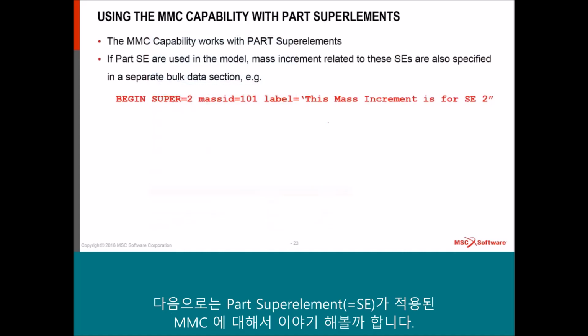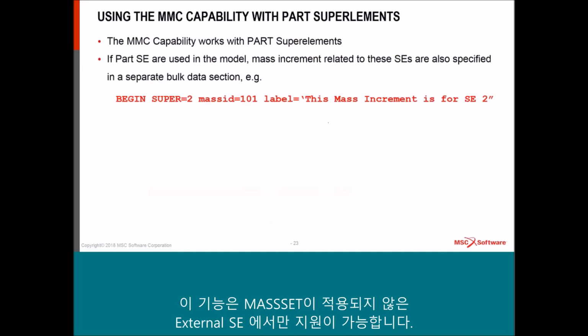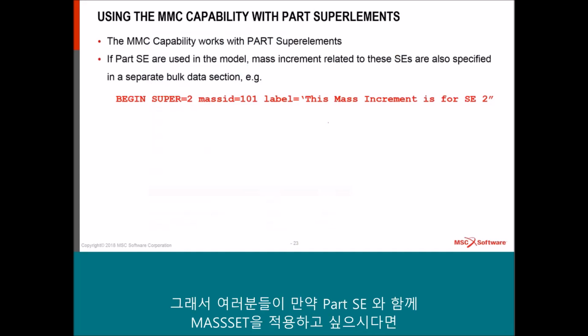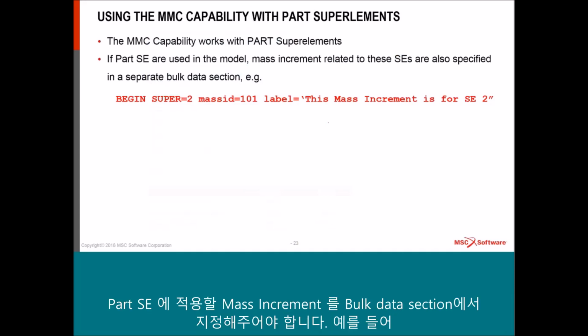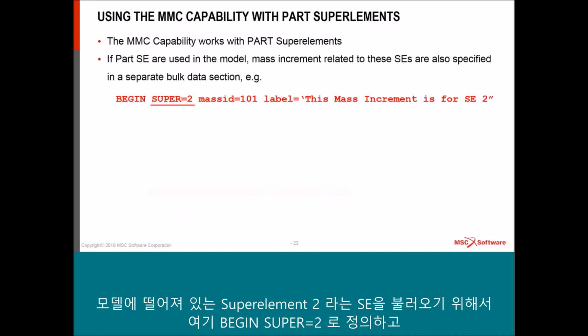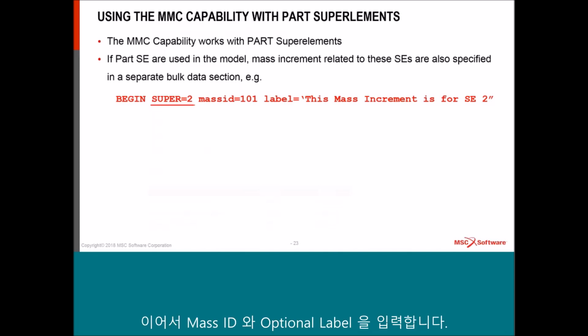So next, we're going to talk about using the MMC capability with part super elements. Now, this is the only super element that we actually support. We're not supporting external super elements yet for MASSSETs. But if you are going to be using MASSSETs with part super elements, the mass increments related to these super elements are also specified in a separate bulk data section. So here's an example. We have a begin super 2, which indicates the super element 2 that we're specifying in the model. And here's the mass ID, we've seen this before, the optional label.